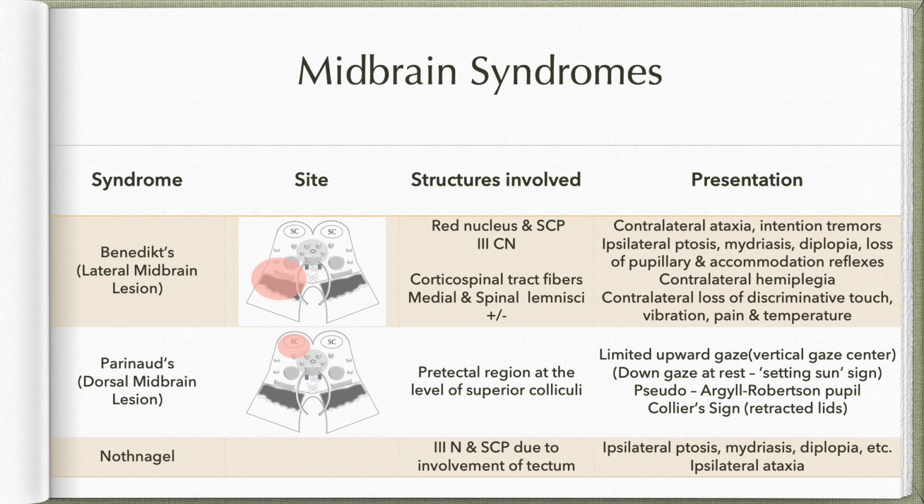So the patient presents with ipsilateral third cranial nerve palsy features, plus ipsilateral ataxia, because it's the same-sided superior cerebellar peduncle as well as the third cranial nerve. So whereas in other cases it was contralateral ataxia with ipsilateral third cranial nerve paralysis. So when you have same-sided ataxia and same-sided third cranial nerve involvement, that is what we call it as Nothnagel syndrome.